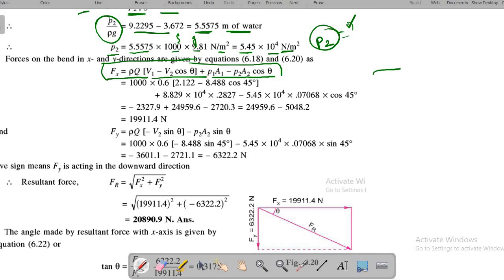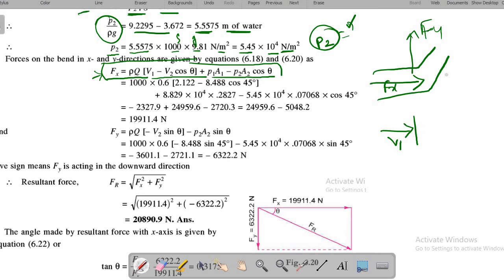You have to remember this equation for the force along the x direction. The bend will be like this. The net force in the y direction as well as the x direction is to be calculated using this. The net force along the x direction on the bend is given by rho Q into V1 minus V2 cos theta. V1 is along the x direction, and V2 is along the x direction at section 2. This is section 1, this is section 2. I will show you in the figure.